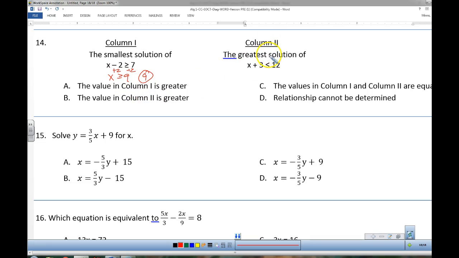Column 2 says the greatest solution of x plus 3 less than or equal to 12. Easy solution here. Subtract 3 from both sides. So it's x's that are less than or equal to 9. And the biggest solution there is 9 again, because 9's as big as you can get, everything else is less than. So they are equal to each other, so the answer is C.